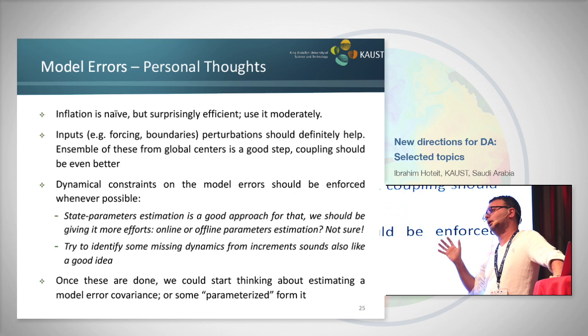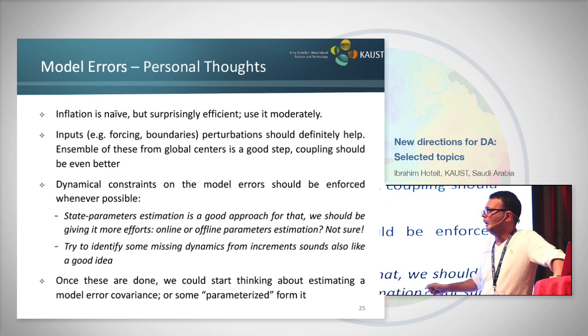Dynamical constraints, in my opinion, are very, very important, and so far we're not imposing them in any estimate of the model errors we are doing, so this should be used whenever possible. One way to do that is through state parameter estimation. The parameterizations we're doing in the ocean are representing what's missing in the model. So why are we not estimating viscosity, diffusivity, or any parameterization schemes? We can try to estimate the parameters, and we can do it offline, and also with 4D-Var or with the filters.